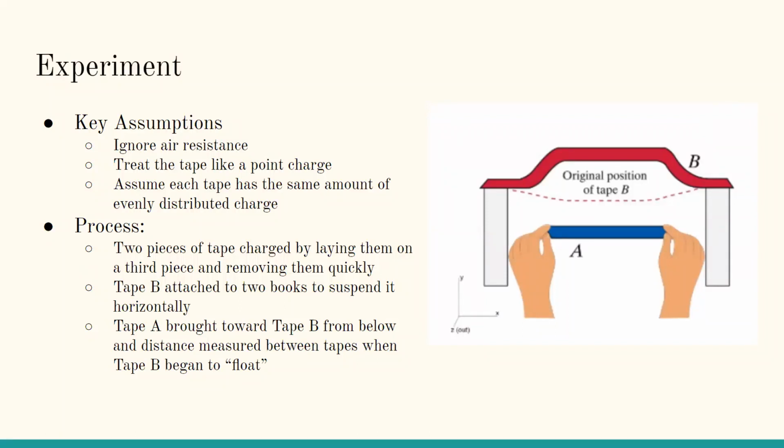So the process was that 2 pieces of tape were charged by laying them on a third piece and removing them quickly. Then tape B was attached to 2 blocks and suspended horizontally as shown in the picture. Then tape A was brought towards tape B from below, and the distance between the tapes was measured when tape B began to float.